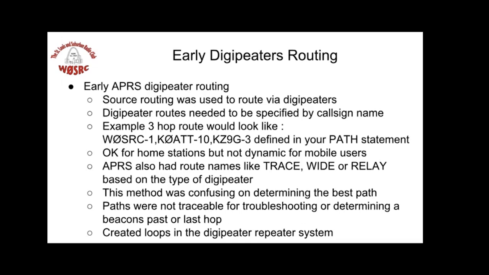So the Digipeater routes needed to be specified by call sign name. Let's say a 3-hop route would look like this: there's my first hop, W0SRC-1, K0ATT-10 was my second, and KZ9G-3 was my third. And I had to define this in my path statement. We'll get into path statements later.